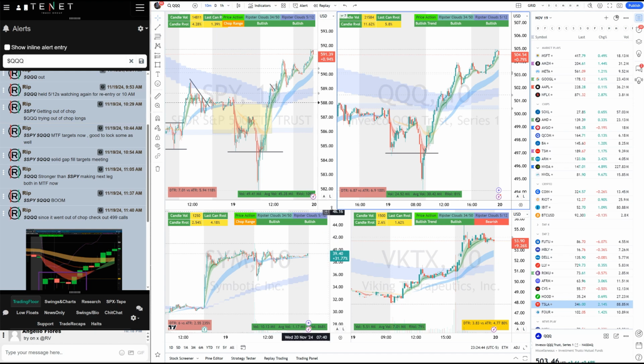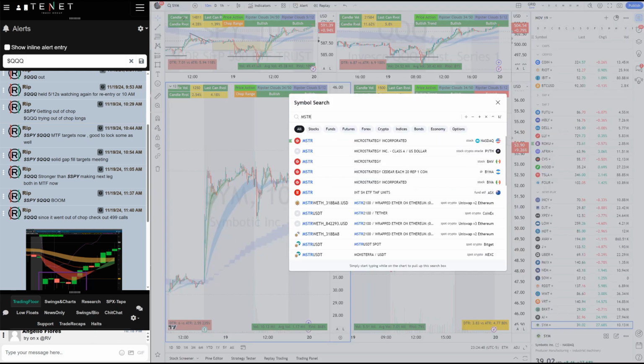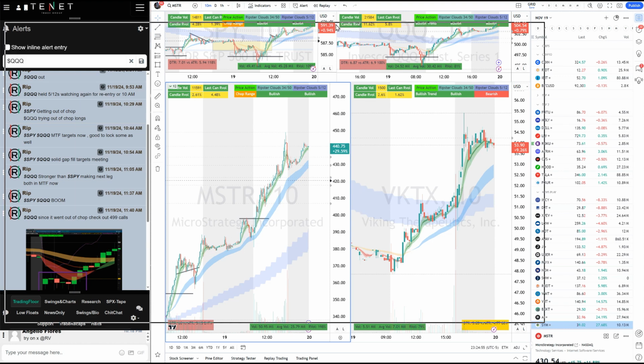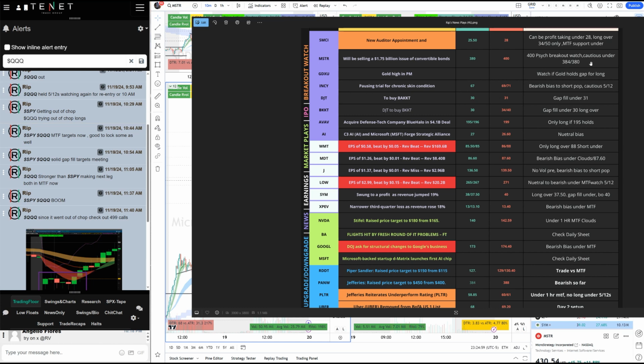Let's next look at MSTR. MSTR was one of our great trades today. Why was it? Let's see what was going on MSTR. If we look at our game plan on MSTR, the game plan was 400 psychological breakout watch, cautious under 384, 380 support, 400.